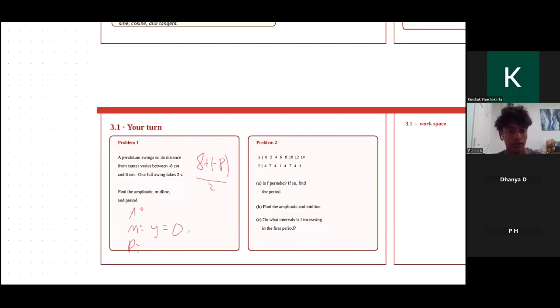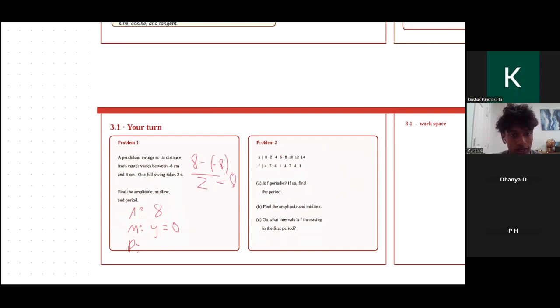Now for the amplitude. If the midline is 0 and the amplitude is the distance between the center and the maximum or minimum, then the amplitude is going to equal 8. Algebraically, you subtract the minimum from the maximum. The maximum is 8 minus the minimum of -8, which is the same as 8 plus 8. That's 16, and you divide that by 2. So that equals 8. So that's correct.